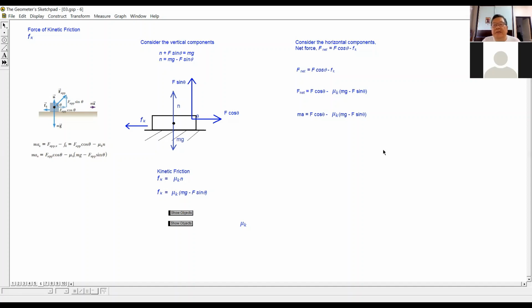So we are going to apply this to calculate the acceleration, and the net force later on. So this is the equation that we use.